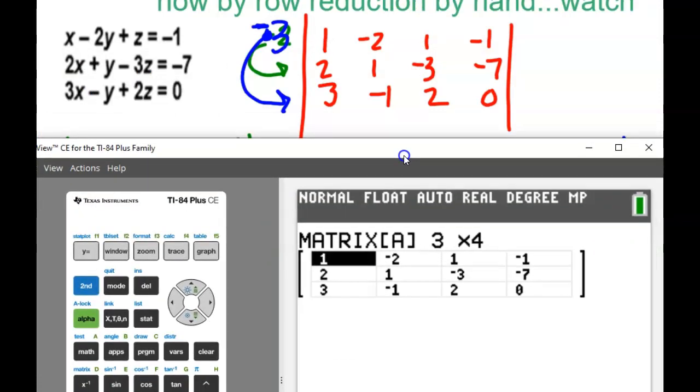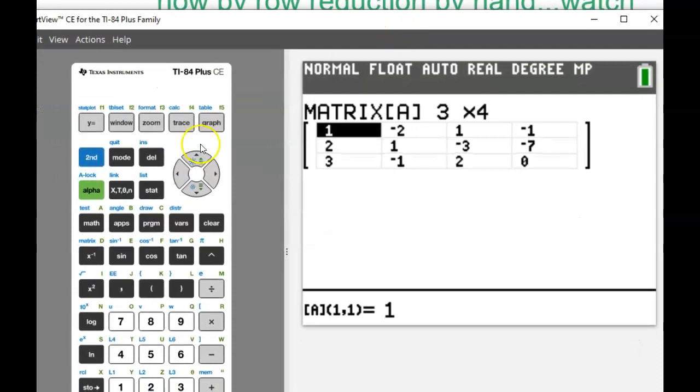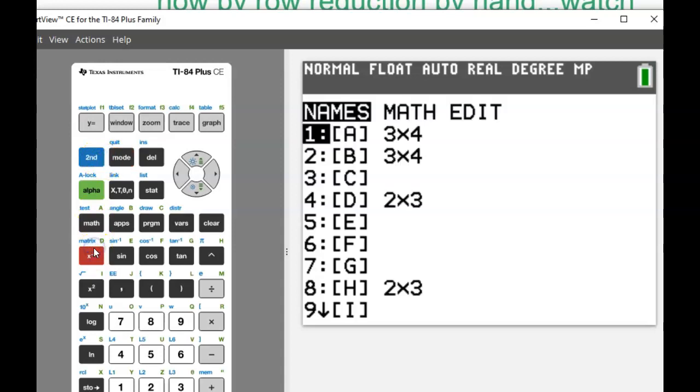1, -2, 1, -1, 2, 1, -3, -7, 3, -1, 2, 0. We good? All right, here comes the magic. You need to quit, so go second mode so that you're back on the home screen. Everybody good? Okay. Now you're going to go back to matrix, second matrix, but we're going to do some magic or math, because math is magic, right?